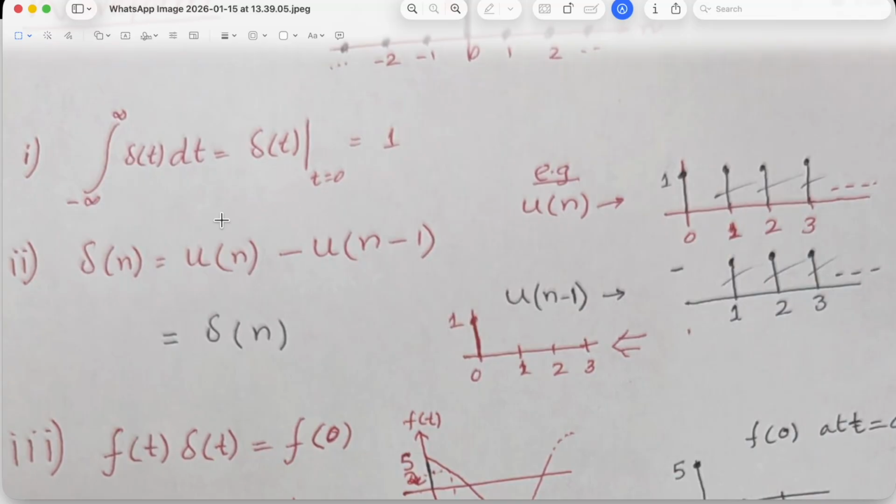So whether you are taking the integral from minus infinity to infinity, you don't need to take the integral. You can directly write δ(t) at t equal to 0, because you know at every other point the value is equal to 0. So it only has a 1 when t is equal to 0. So you can straightly write that δ(t) at t equal to 0 is equal to 1. So the integral of δ(t) is equal to 1.